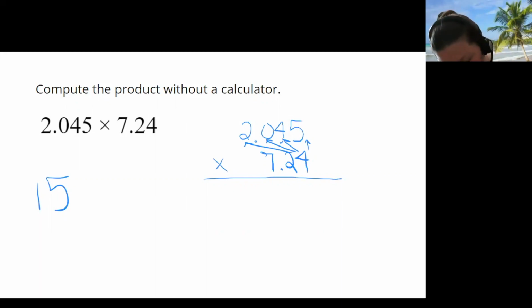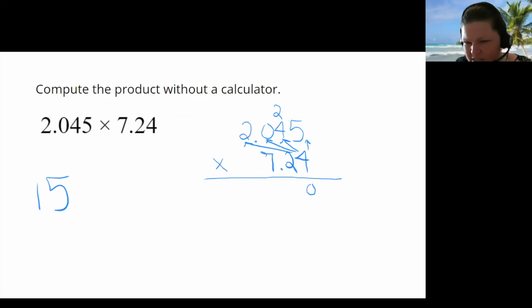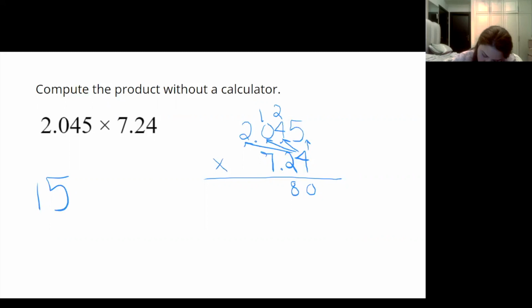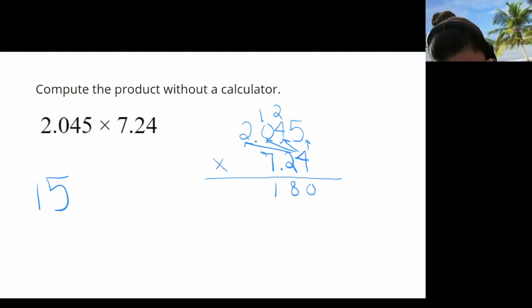4 times 5 is 20. Put the 0 in the ones place, carry that 2 into the tens place. 4 times 4, and I know you're like, that's not the tens place, Kate, it's a decimal. Again, I'm ignoring those decimal places while I multiply. So 4 times 4 is 16, plus 2 is 18, carry the 1. 4 times 0, of course, is 0, plus 1 is 1. And 4 times 2 is 8.